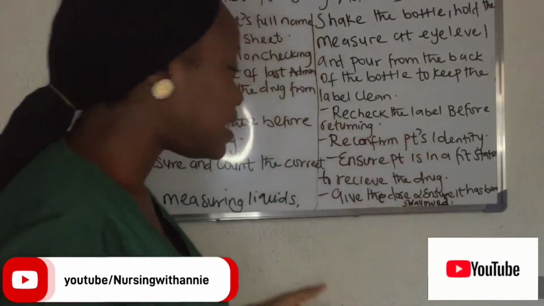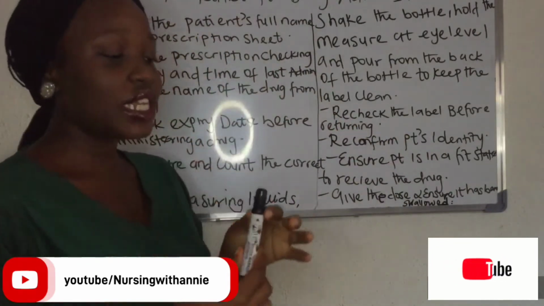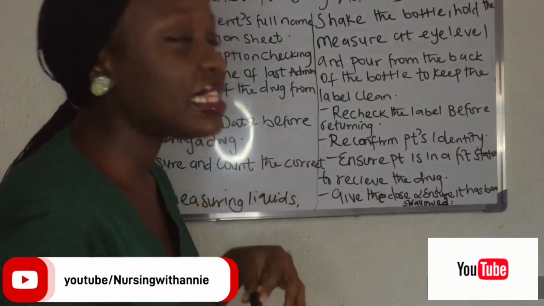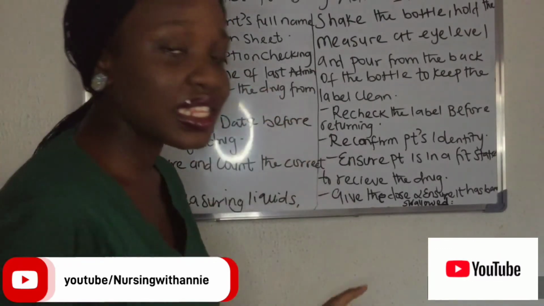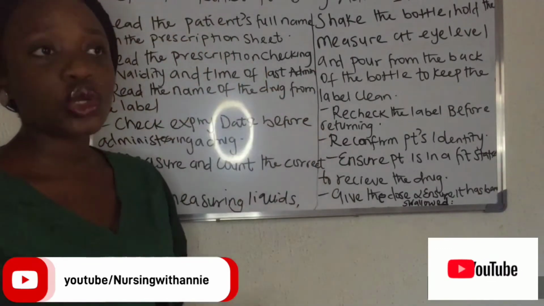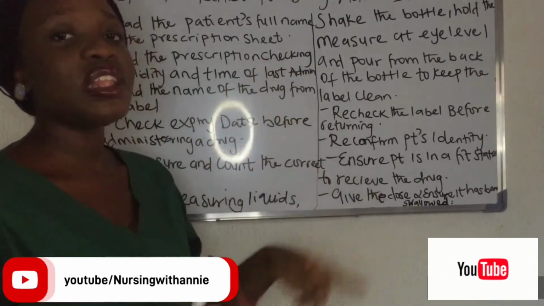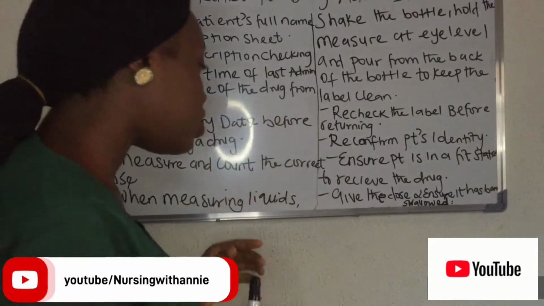Reconfirm the patient's identity before you give this patient the drug. Finally, reconfirm the patient's identity, make sure you call the patient. If the patient is not conscious or maybe the patient is sleeping, you call the patient and make sure a relative of the patient answers you.